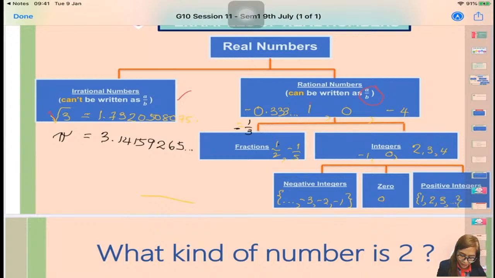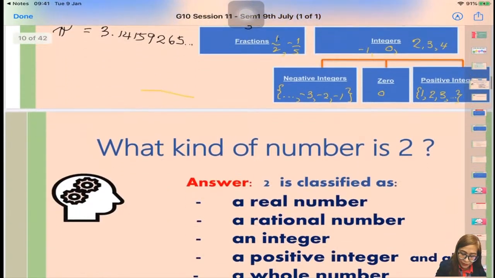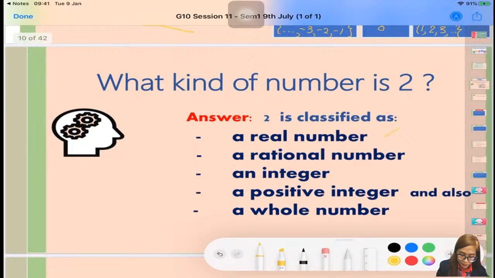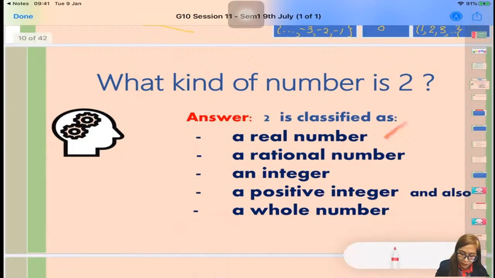All right. Next is, what kind of number is 2? Let us classify. So number 2 is a rational number. What else? If 2 is a rational number, 2 is also considered, of course, a real number. Also an integer, because 2 is whole. A positive integer. Specifically, what kind of integer? It's positive. And also a whole number.